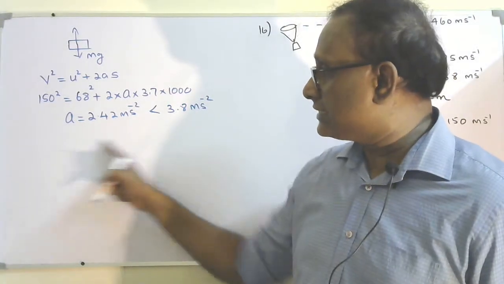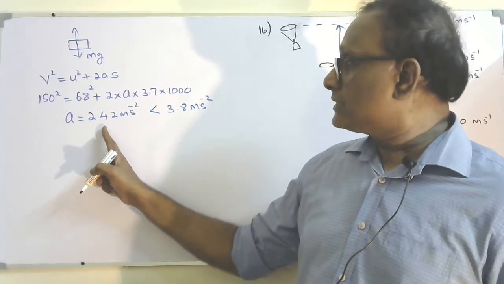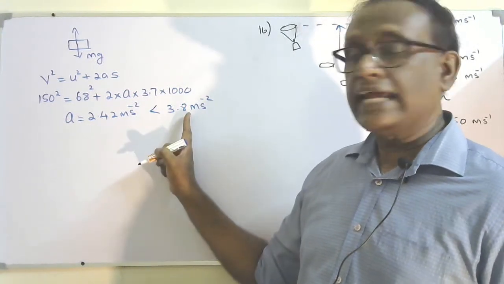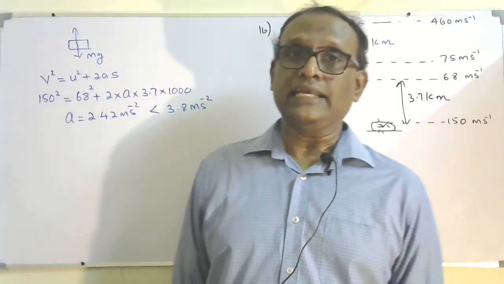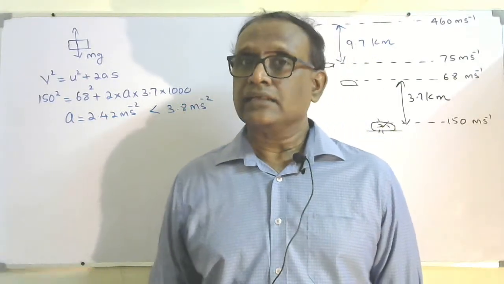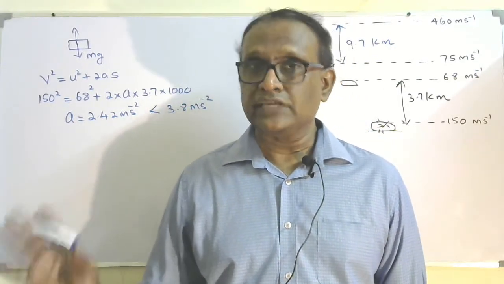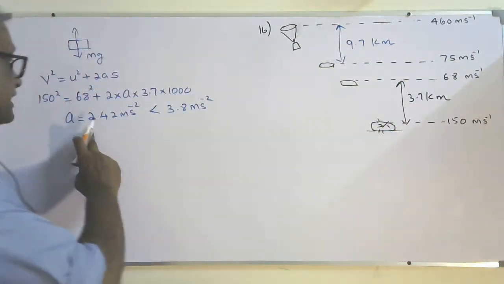So you can write the statement after that. Since the acceleration of the probe is 2.4, which is less than the acceleration of free fall, that means there should be some other force, such as drag force, and the probe is not under free fall. Okay, this is one method. You can find the acceleration.